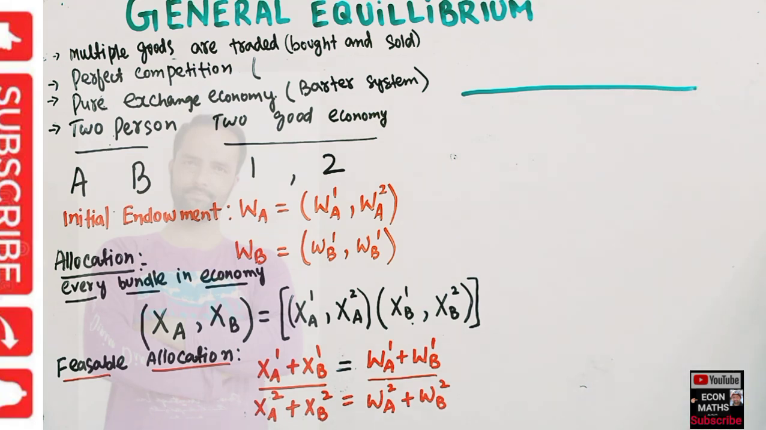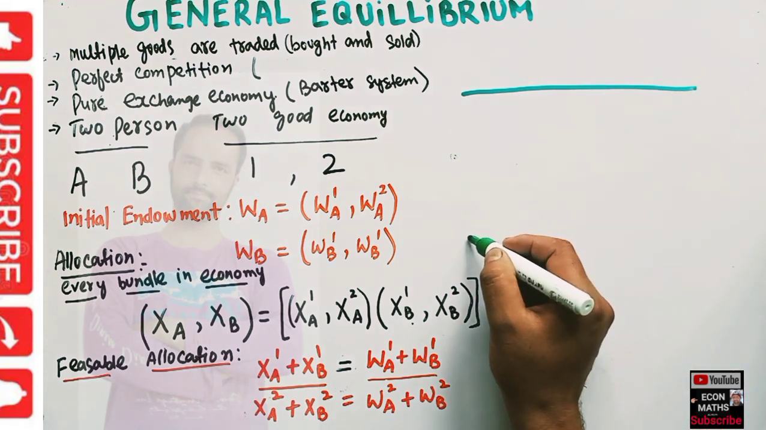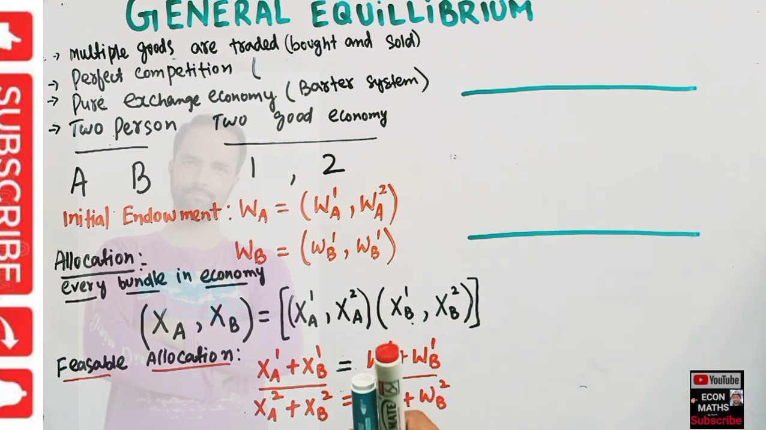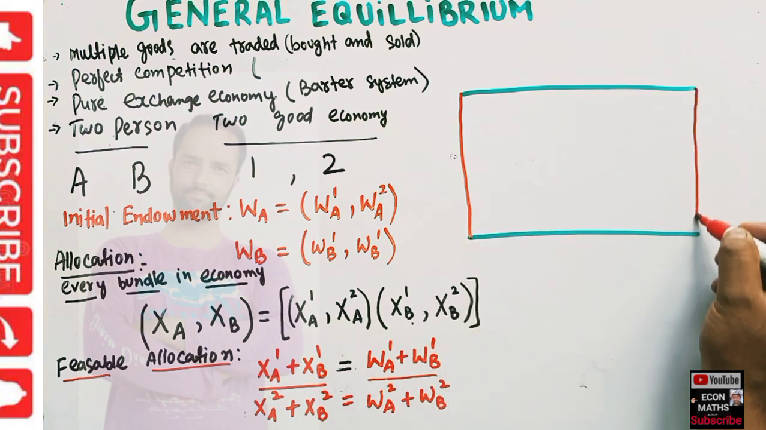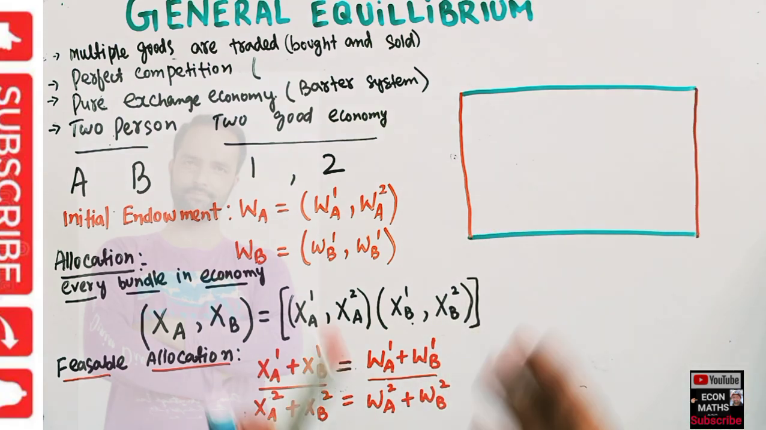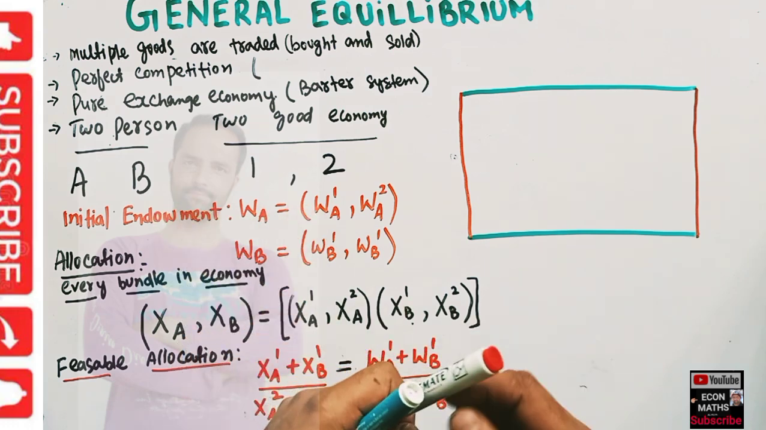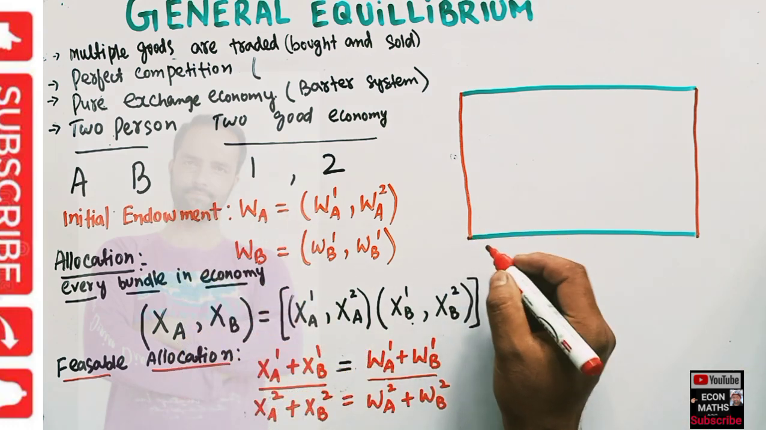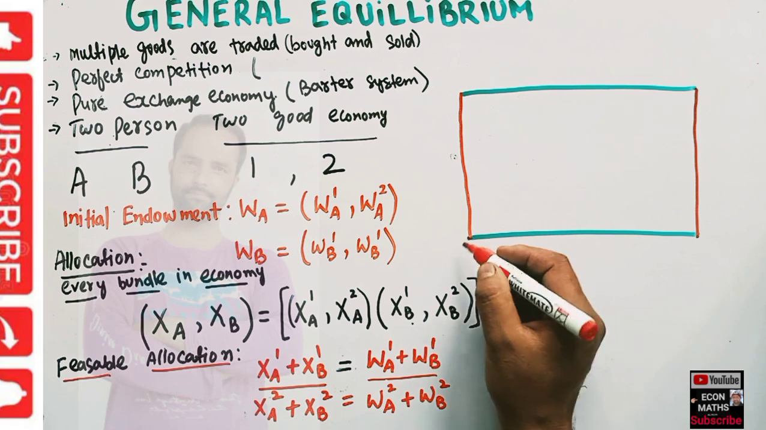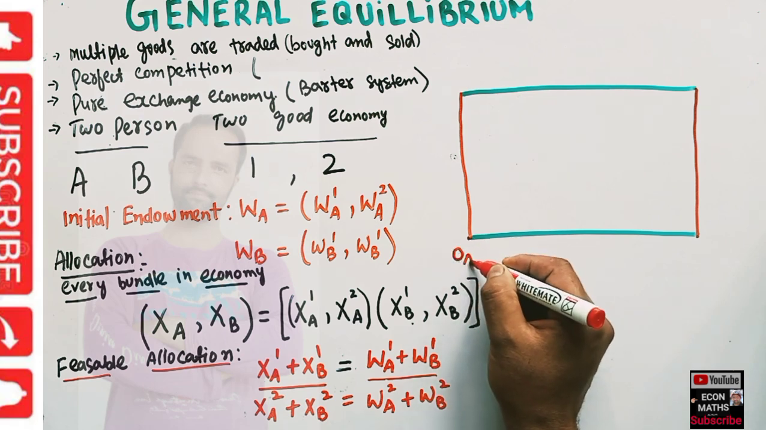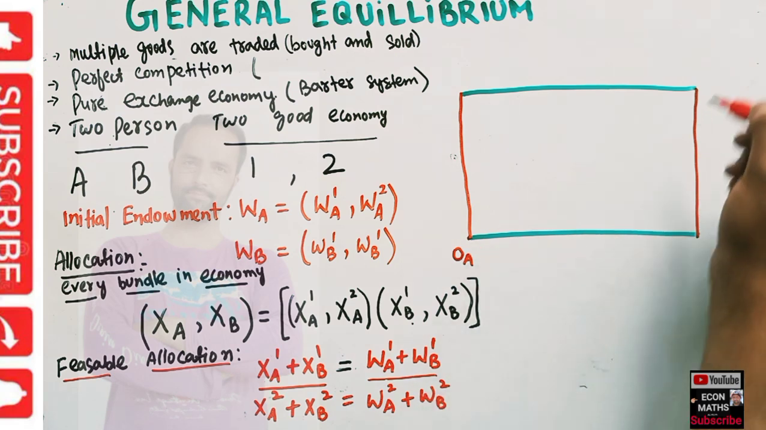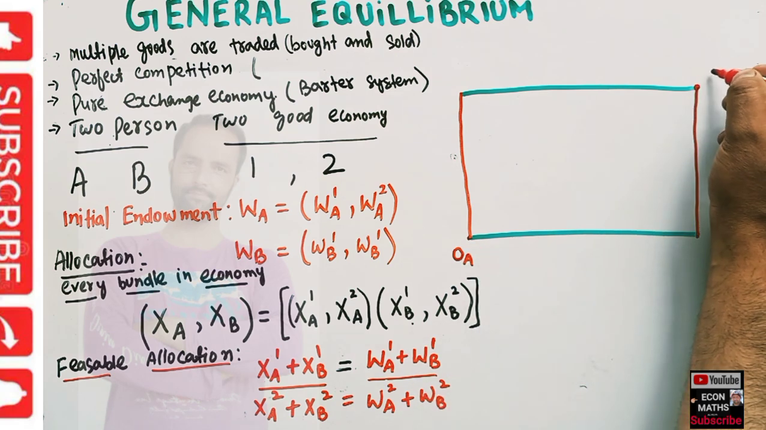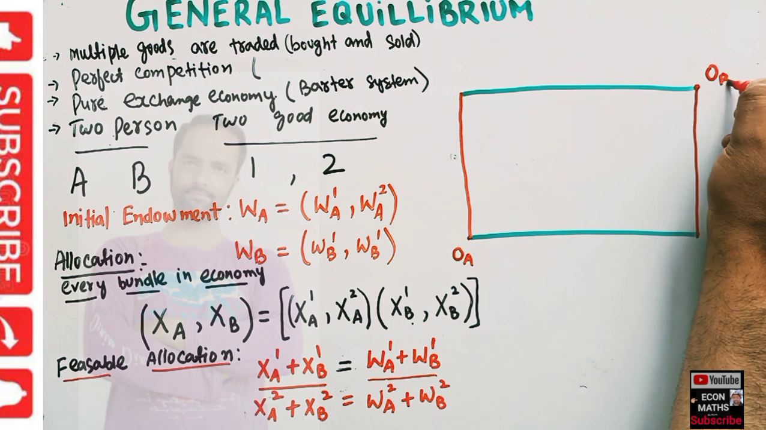Let's draw the Edgeworth box. I hope I'm making myself clear. So we have this rectangle kind of shape. Here this point shows the origin of person A, OA. This shows the initial endowment of person A, or simply the origin of person A. And this shows the origin of person B.